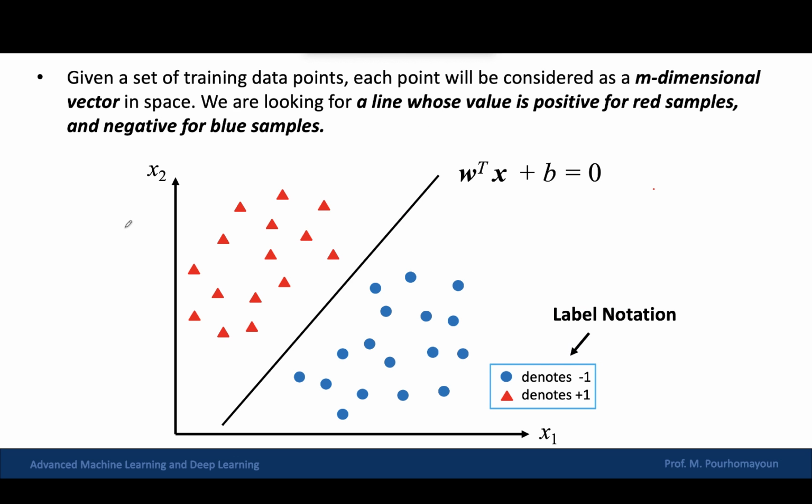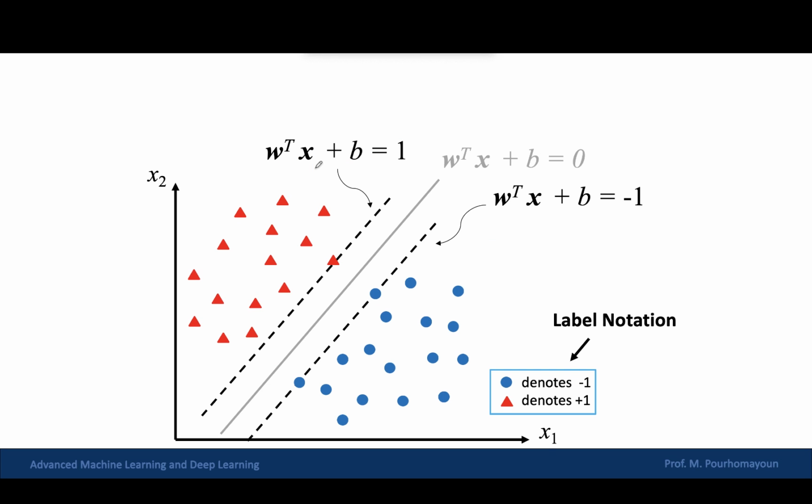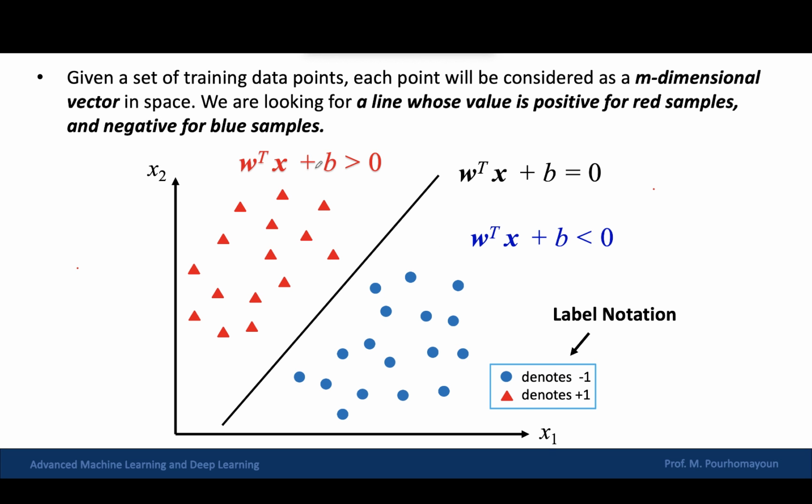So given a set of training data points, each point will be considered as an m-dimensional vector in the space. We are looking for a line whose value is positive for red samples and negative for blue samples. Okay, so this is clear. This is what I'm looking for. So your line should satisfy these conditions for your training data. So this is the first requirement for your classifier to work, right?